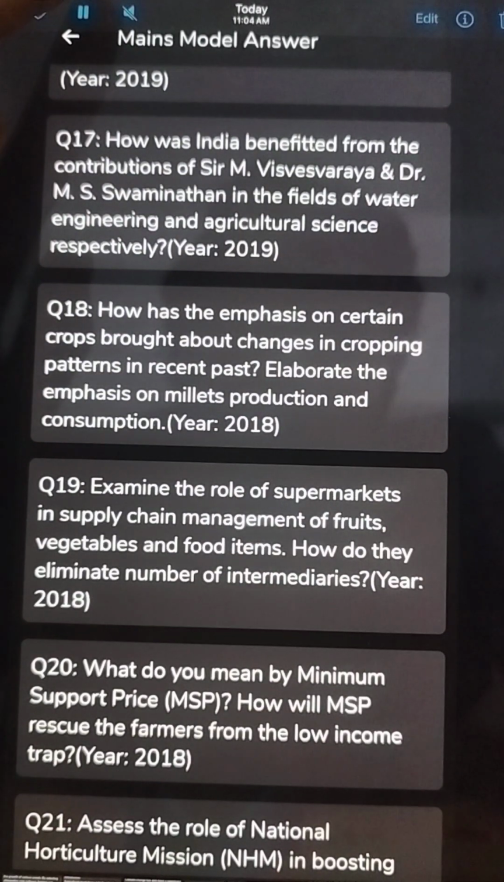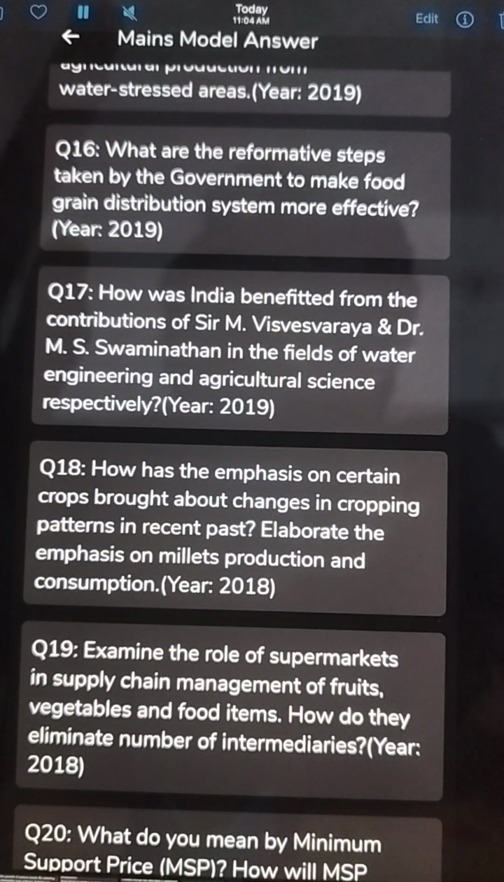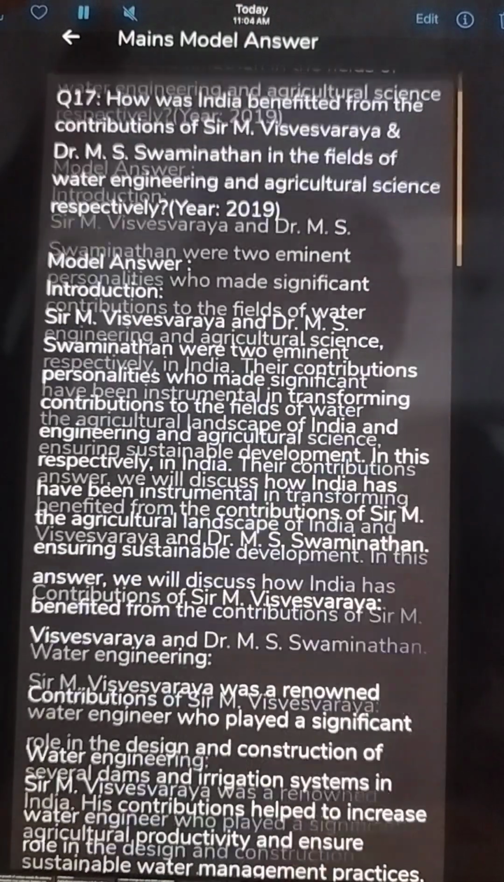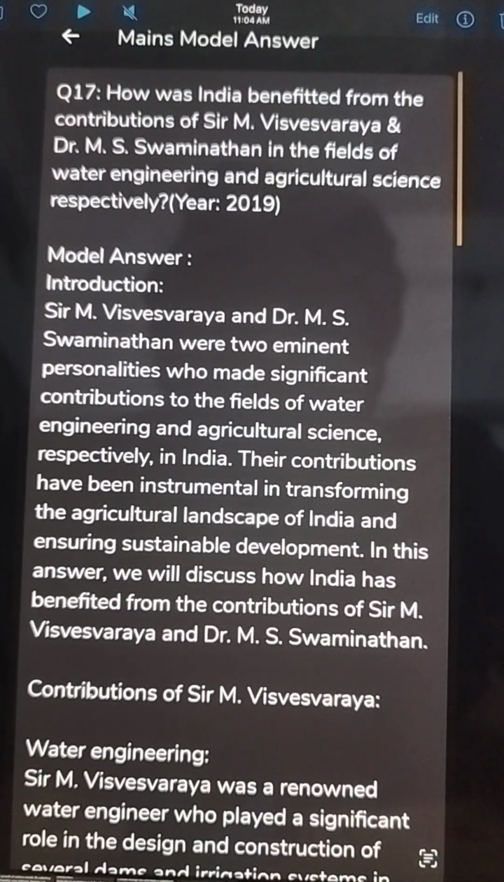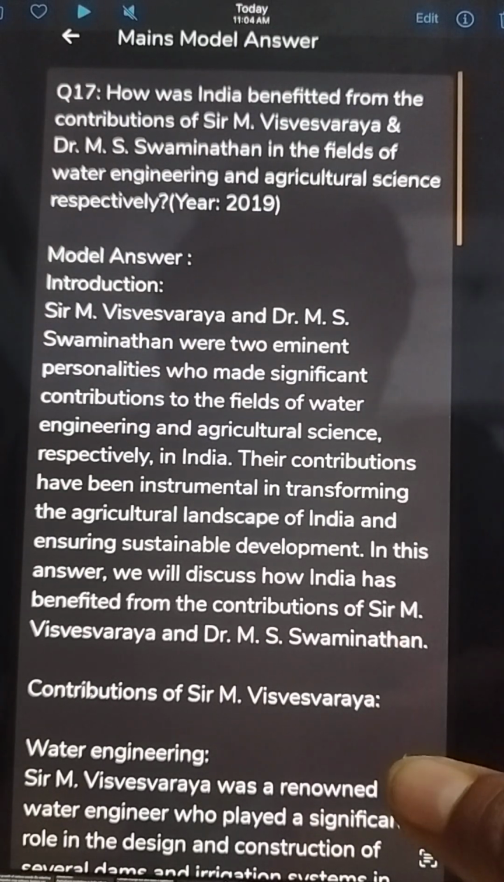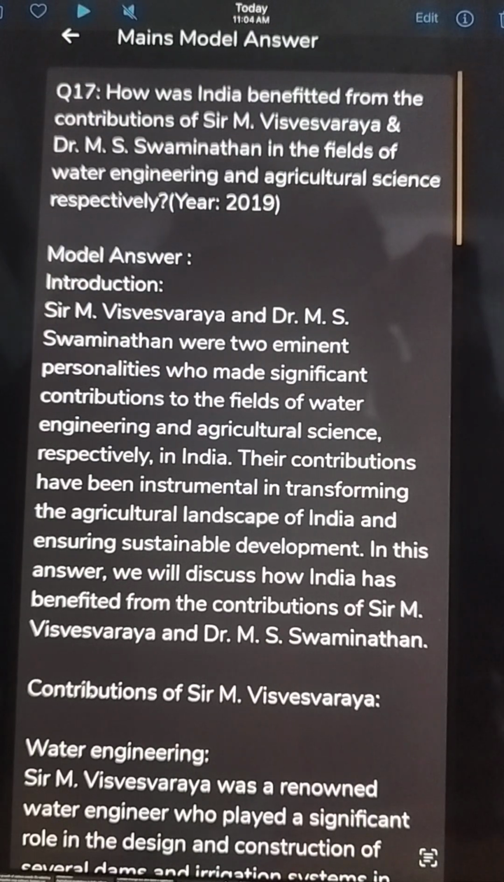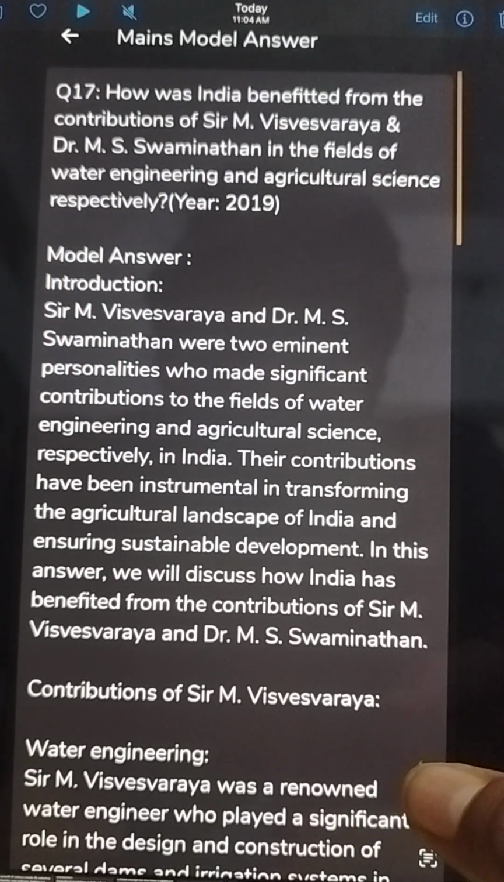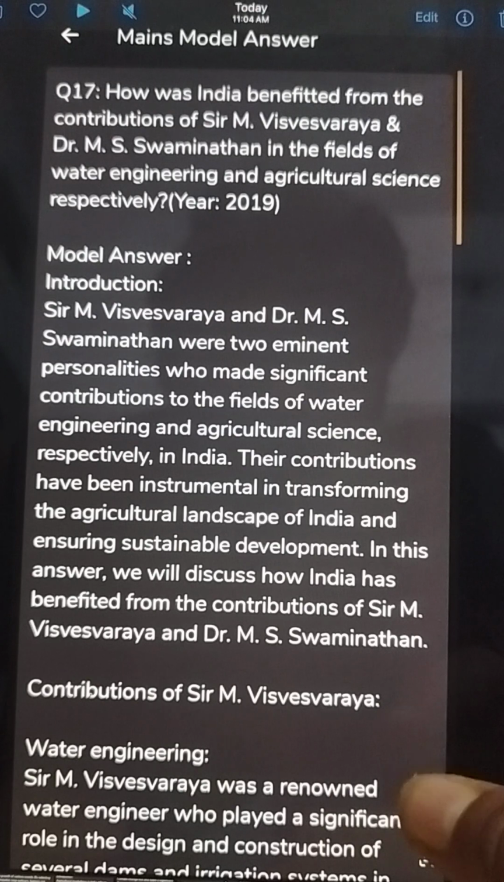Then comes questions. How has India benefited from the contribution of Sir M. Vishweshwaraya and Dr. M.S. Swaminathan in the fields of water engineering and agriculture science respectively? Sir M. Vishweshwaraya and Dr. M.S. Swaminathan were two eminent personalities who made significant contributions to the fields of water engineering and agriculture science respectively in India. Their contributions have been instrumental in transforming the agricultural landscape of India and ensuring sustainable development.